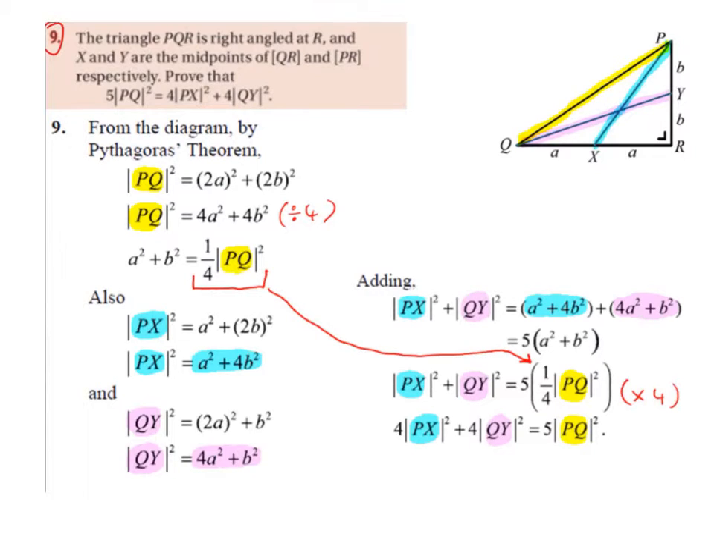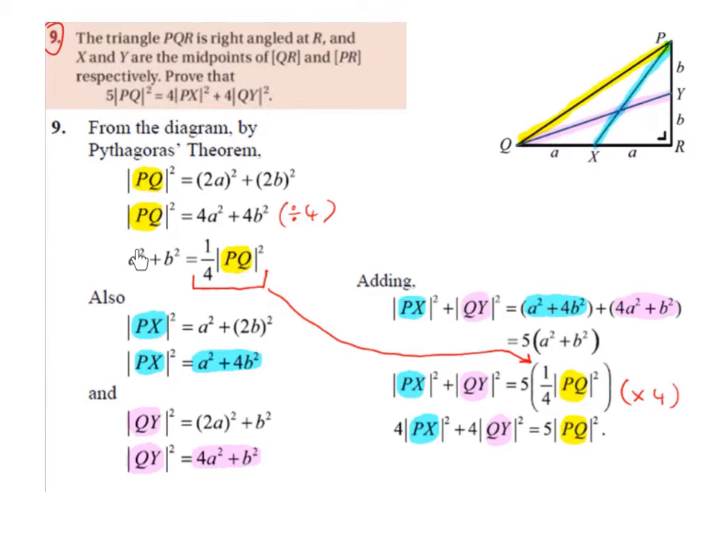So if we add them, PX squared we're going to rewrite as a squared plus 4b squared. We got that from over here. And QY squared we're going to rewrite as 4a squared plus b squared. We got that from down here. And adding them, we get a squared plus 4a squared is 5a squared. And 4b squared plus b squared is 5b squared. And factorizing, we get 5 times (a squared plus b squared). So PX squared plus QY squared is actually equal to 5 times (a squared plus b squared).